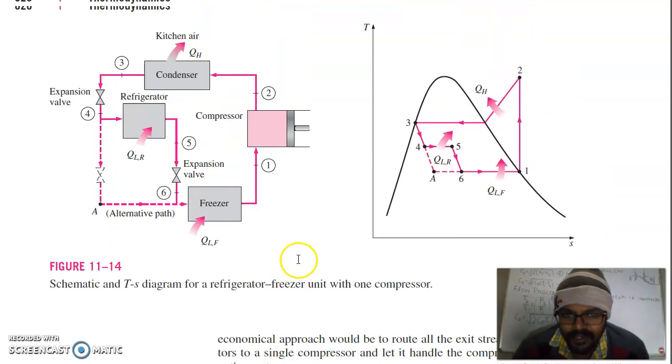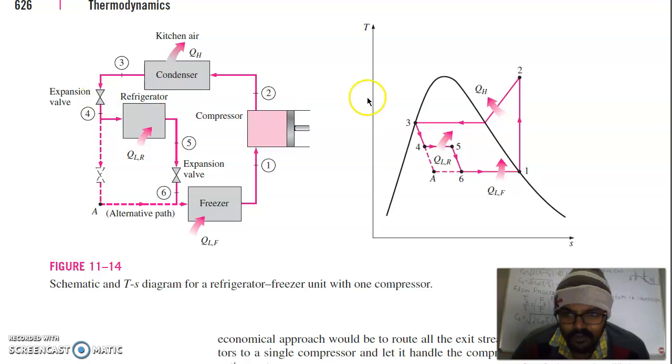So what we have here is the TS diagram for a refrigerator-freezer unit. This is your freezer unit, which is maintained at low temperature. This is the refrigerator unit, which is maintained at a little higher temperature. So we have a single compressor here. After compression, the refrigerant will go to the condenser. Heat QH is ejected by the condenser.